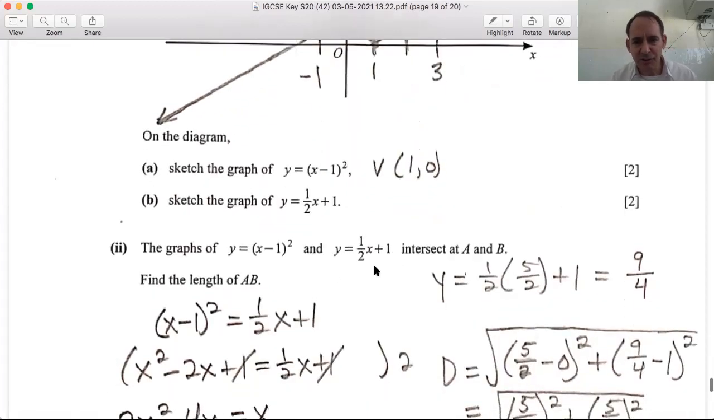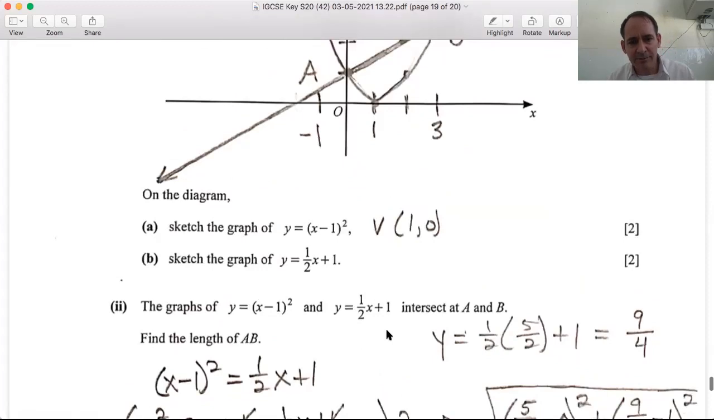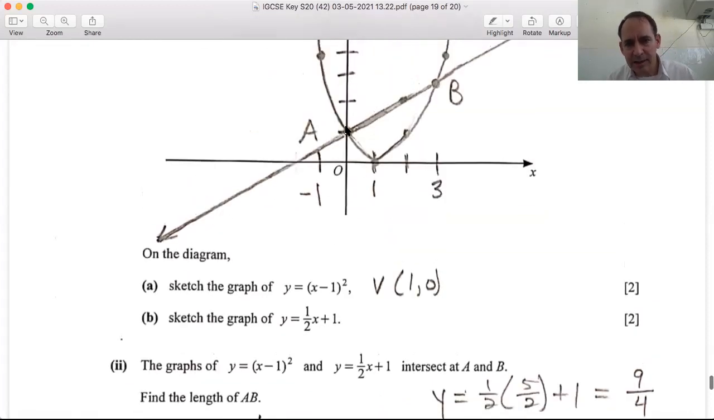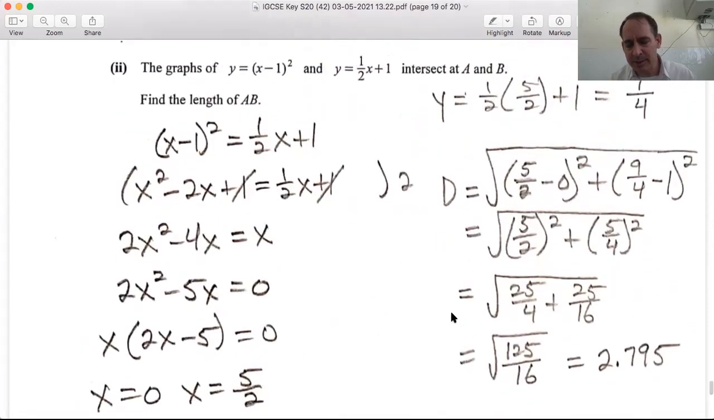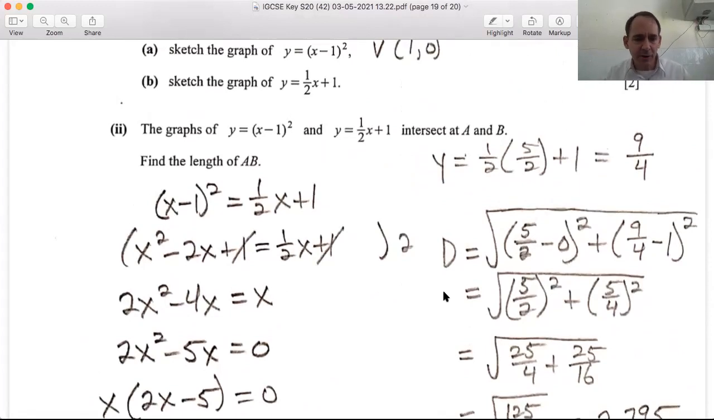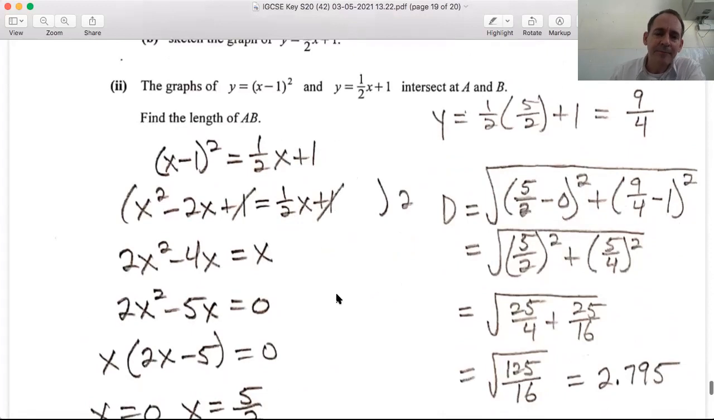Now it wants us to find the intersection of points A and B, and then find the distance between the two. Notice it's 7 points, so this is going to be a little bit involved. First of all, before we can do the distance, we need to do the intersecting. If these two graphs intersect, then this y value is equal to this y value. So x minus 1 squared is equal to 1/2 x plus 1.